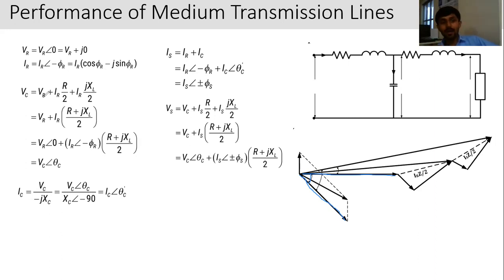Why do we use R by 2 and jXL by 2? Because half of the impedance is in this part and the other half is up here. So the voltage appearing here plus the voltage drop in this part is equal to the voltage at this point. So we get VC equal to VR plus IR R by 2 plus IR jXL by 2.